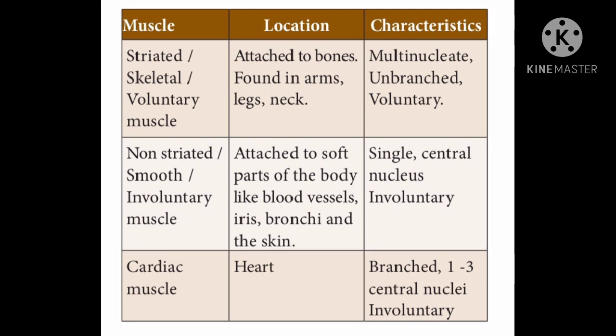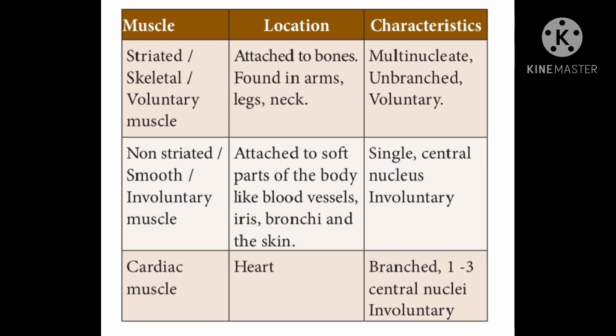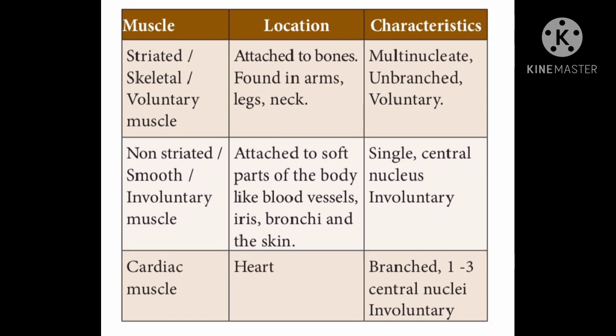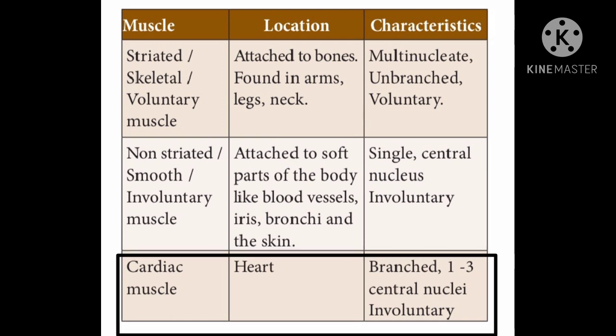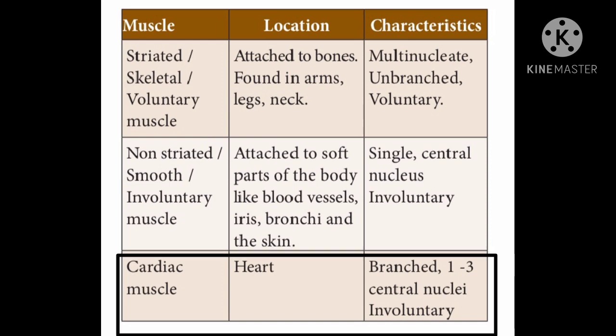Now the third one, cardiac muscle. It is present only in the heart. What is the characteristic feature? It is branched, like striated muscle. One to three central nuclei are present. It is involuntary like non-striated muscle. So the cardiac muscles have both the characters of striated as well as non-striated muscles.